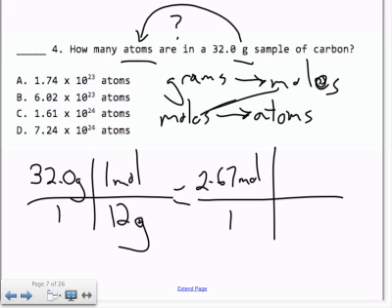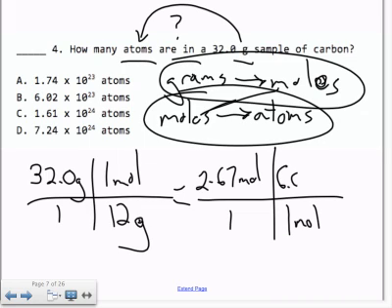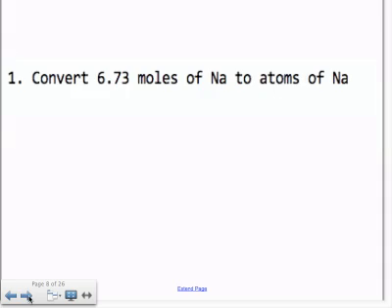And then now we've done grams to moles, so we want to do moles to atoms. Well, 1 mole is equal to 6.02 times 10 to the 23rd. Multiply that out, and you get 1.61 times 10 to the 24th. And it might say on your calculator 1.61 E24, which means times 10 to the 24th. So that's choice C, the multiple choice.